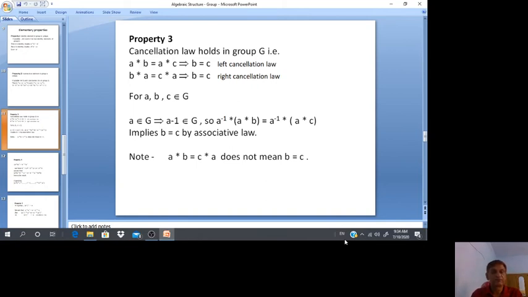The next property is that the cancellation law holds in group G. That means if we have in a group G, a * b is equal to a * c, then b is equal to c; we cancel out the factor a. Similarly, if b * a is equal to c * a, then b is the same as c. One thing we should note is that if we have a * b is equal to c * a, then this does not mean that b is equal to c. That is, we cannot cancel out the factor a in this case.